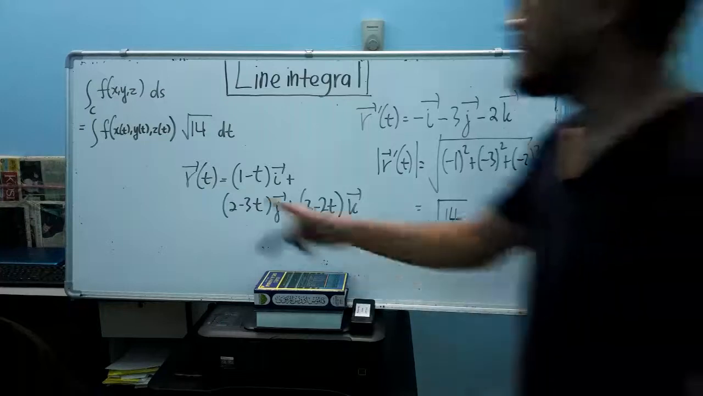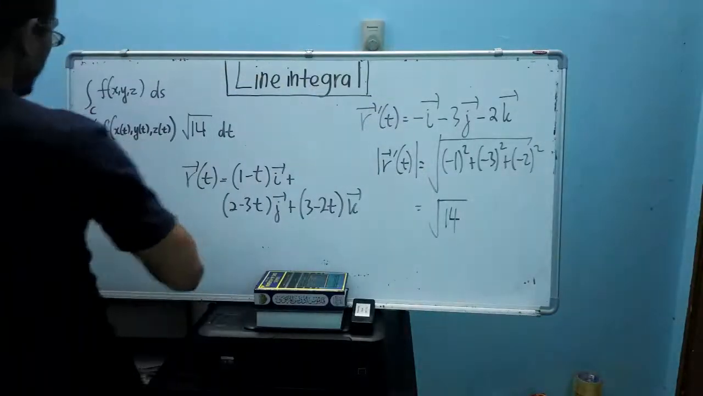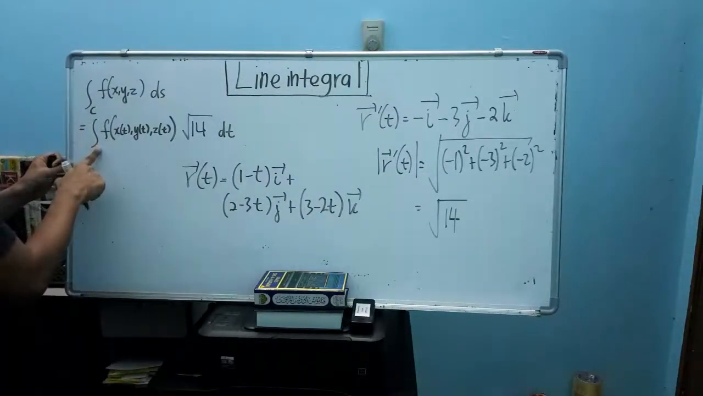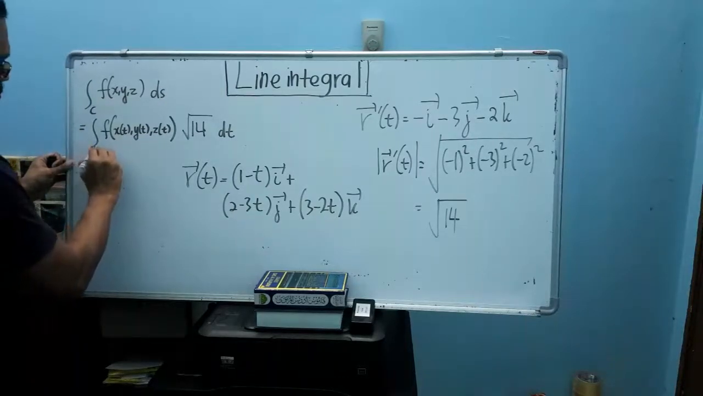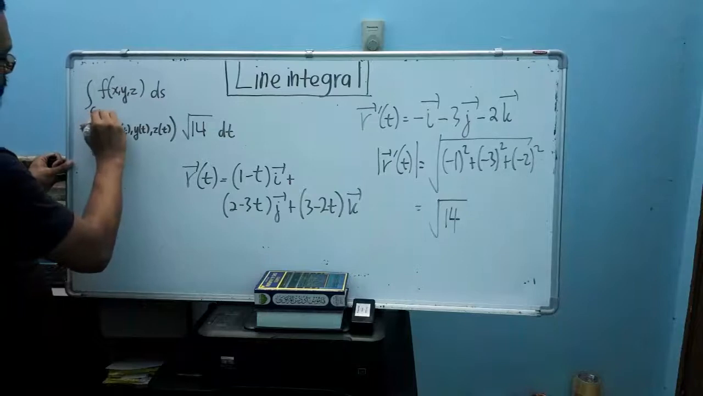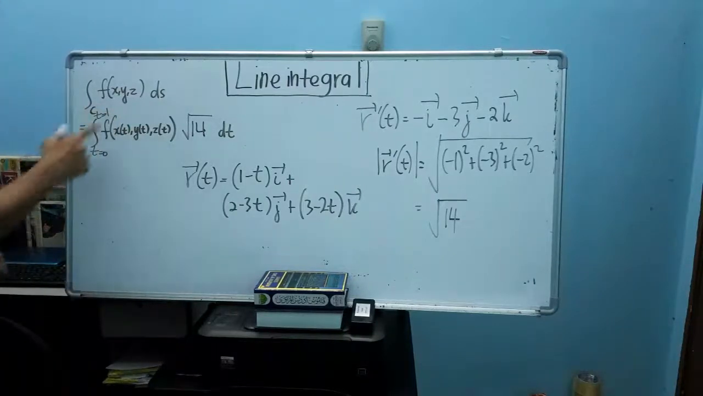Of course, the limit of integration for my t: from the parametric equation, my t here is between 0 and 1. So this should be 0 until 1, the limit of integration.